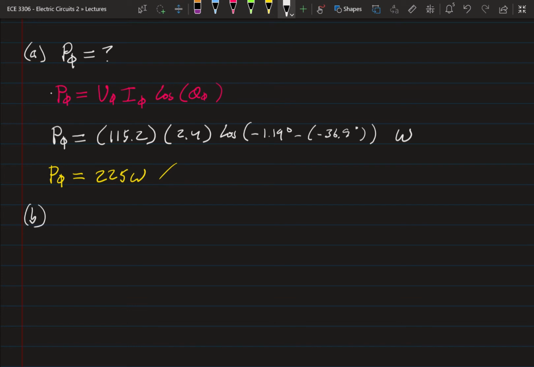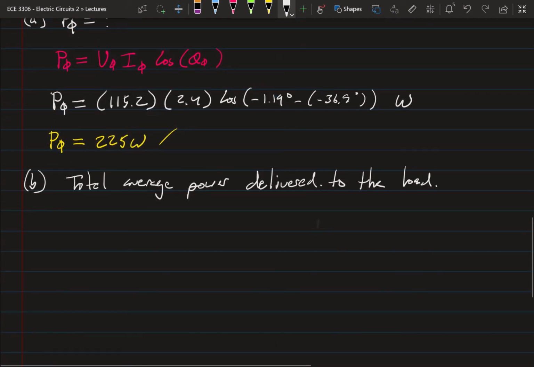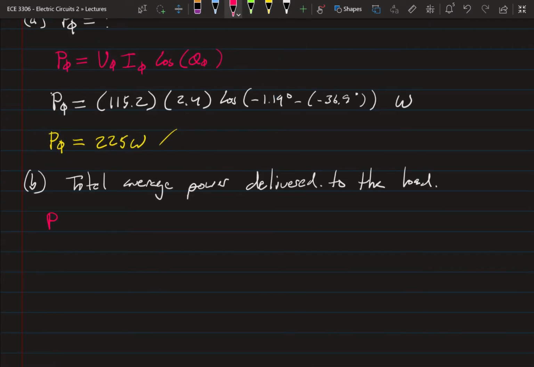Next up, if we want to calculate the total average power delivered to the load, P_T is just equal to 3 times P sub phi. So P_T is equal to 3 times 225 watts. Therefore, P_T is equal to 675 watts.